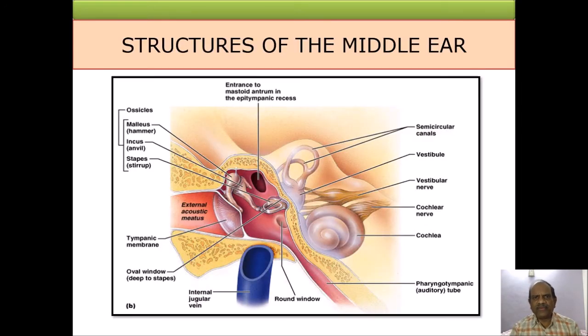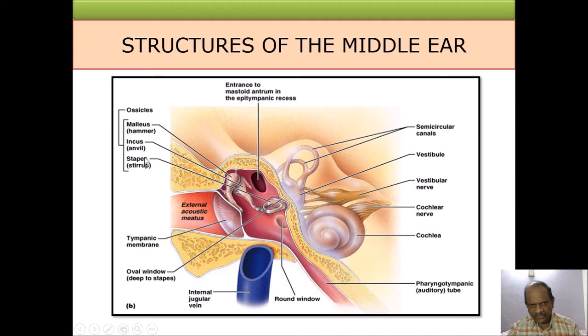Now the structure of the middle ear, as I have already mentioned: this is the membranous part facing the external ear, the tympanic membrane, and it is followed by three smaller bones, the ossicular chain. The first is the malleus, also called the hammer, since it has the shape of a hammer. The other bone, attached to the head of the malleus, is the incus, or the anvil.